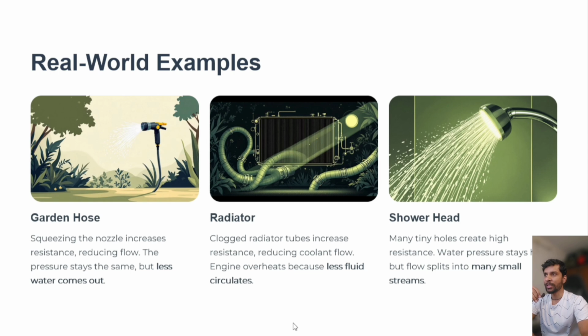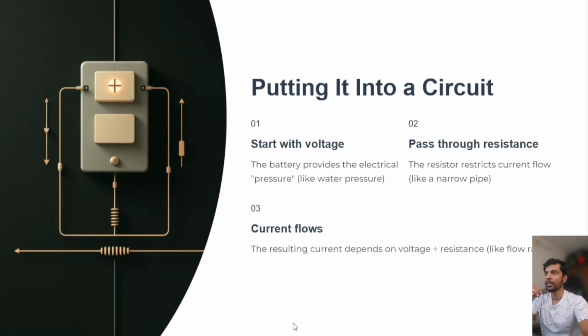So we all have seen this thing. Suppose there is a garden hose you're using to spray your garden, and when you squeeze it, the flow reduces. That flow reduces means the restriction is more. A radiator which is clogged also creates a reduction in the flow. So it's all the same principle everywhere. Okay, so in a circuit, the battery is going to provide the voltage, the resistor is going to limit the flow, and the current will be the result. So instead of thinking about formulas, think about behavior.